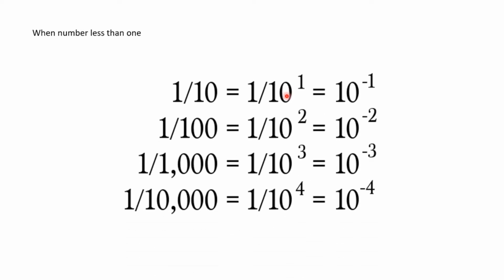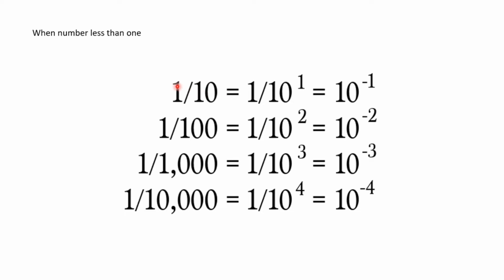Your next part is the number less than 1. That means 0 point something. It should be less than 1, greater than 0. So how do you write the number less than 1? I think you have done the indices lesson. That time you go with minus power.